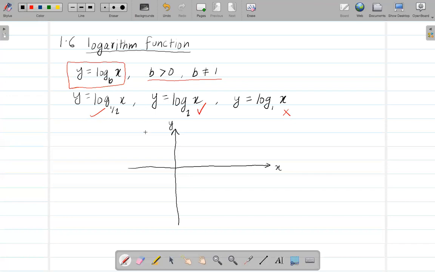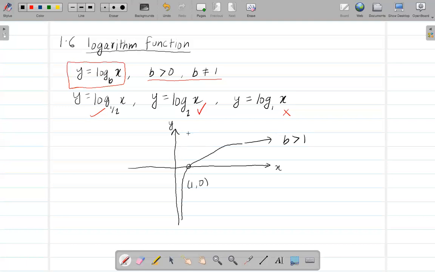All right, and the graph or the shape is always like this. Here it is approaching the y-axis, but it is never going to touch the y-axis. The graph is always this kind of shape, and it always goes through the point 1, 0. This graph is when b is greater than 1.